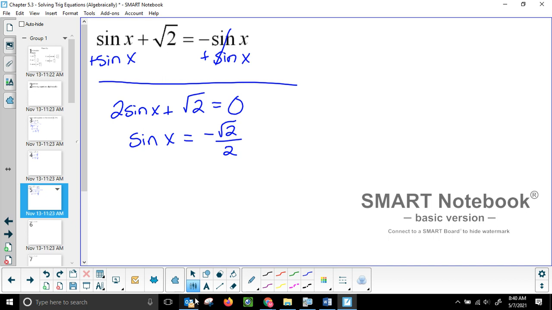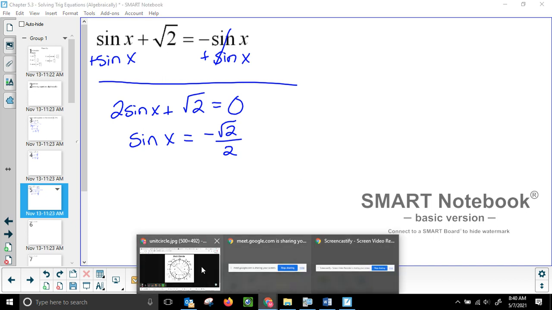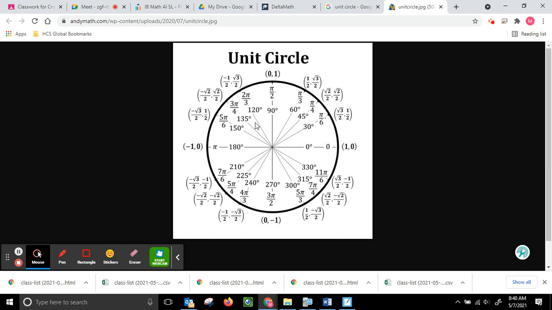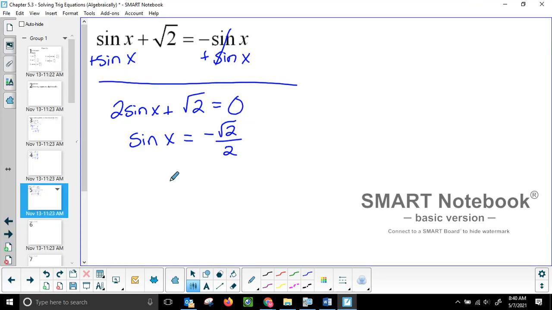All right, so now we simply just go to our unit circle. Sine is our y. Where is my y coordinate? Negative square root of 2 over 2. That occurs here at 5 pi over 4, and that also occurs here at 7 pi over 4. So we simply say x is equal to 5 pi over 4 and 7 pi over 4.